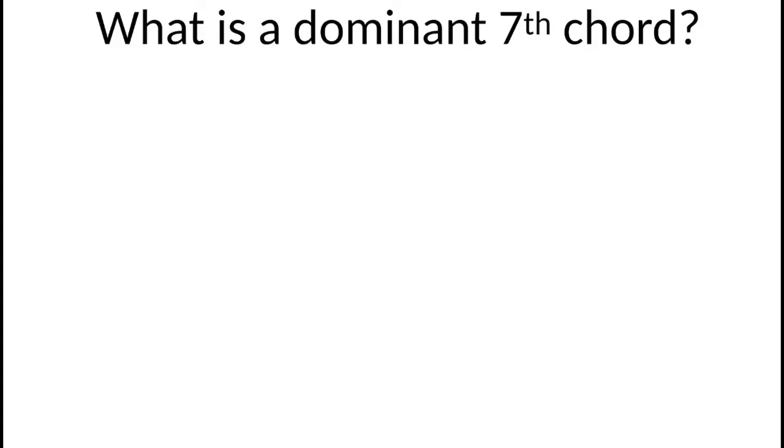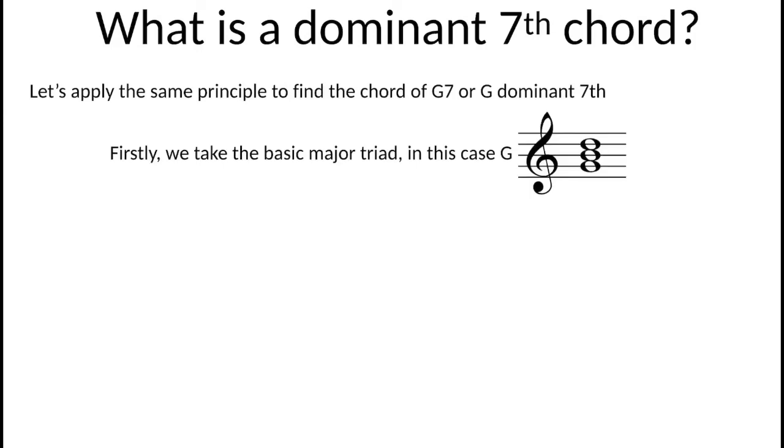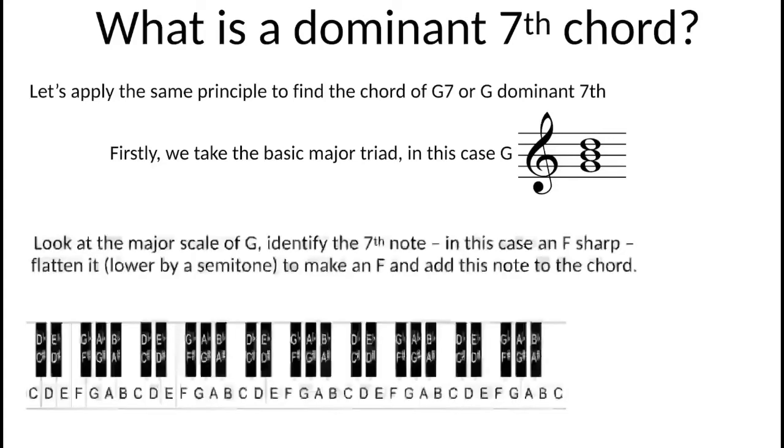Applying the same principle to find the chord of G7 or G dominant 7. Take the basic triad of G, we're going to add to that a note which is 7 steps away from the G. In this case it's an F. You think about the scale of G, it would be G, A, B, C, D, E, F sharp, G. We're going to take the 7th step here, flatten it to make an F, and that gives us the chord of G dominant 7 or G7.